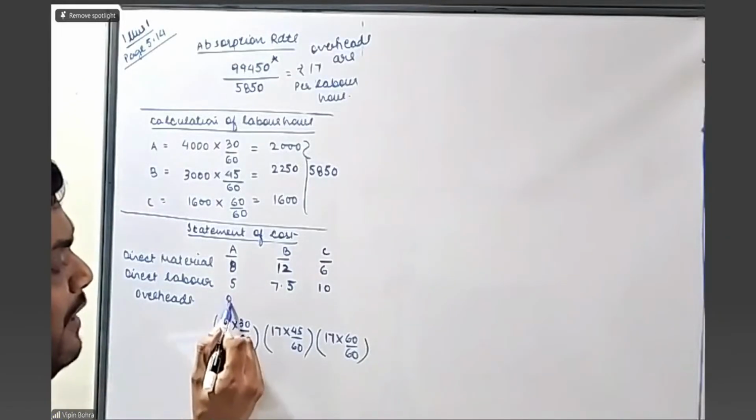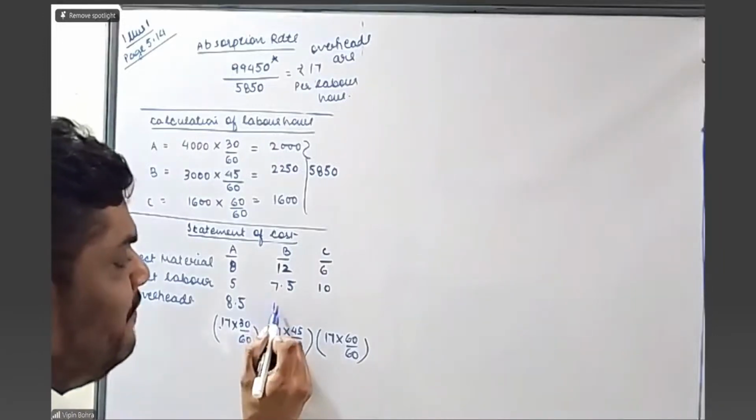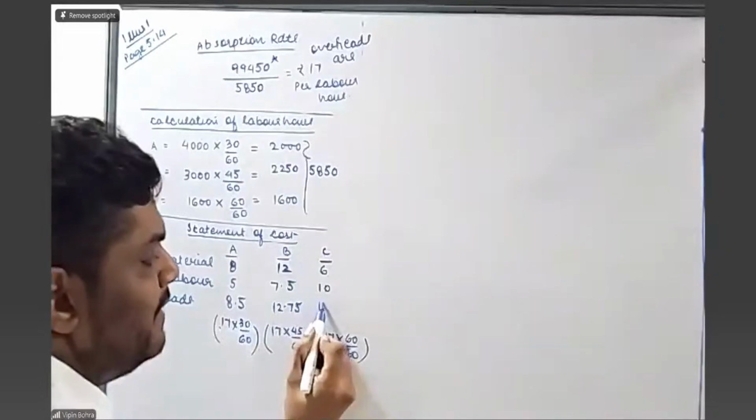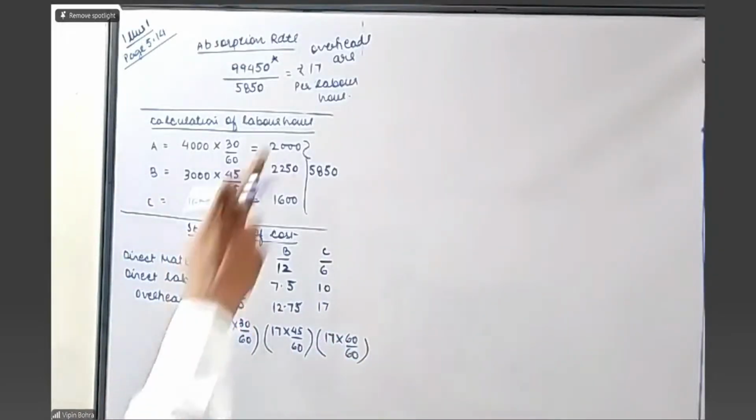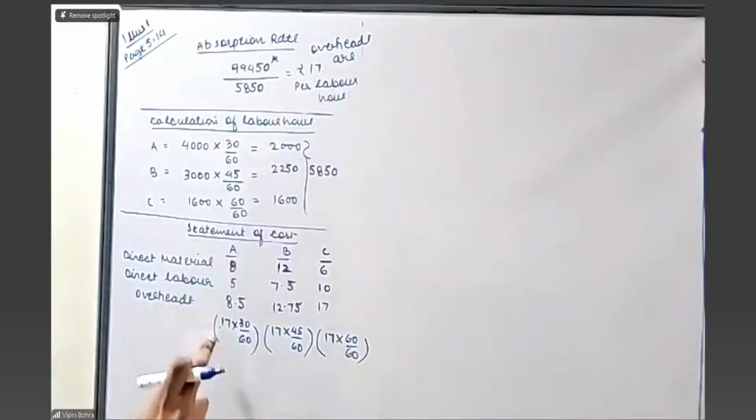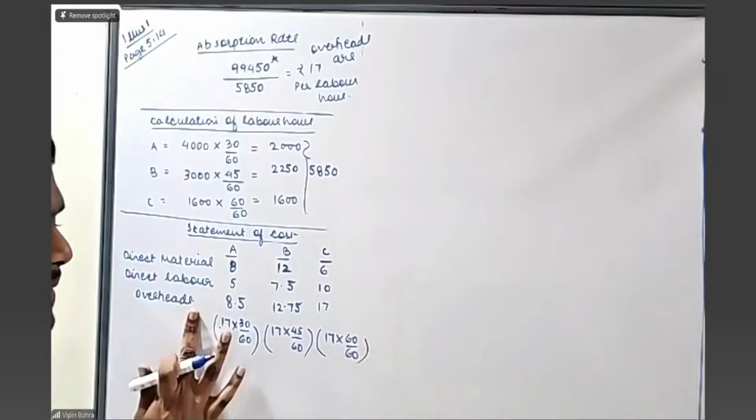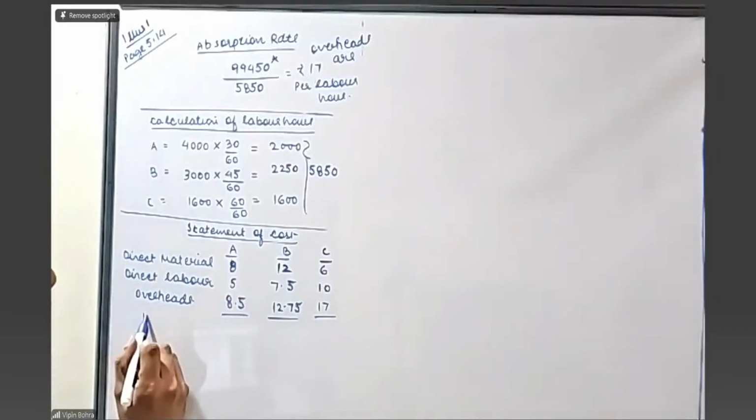That is 8.5, 12.75, and this will be 17. So this is how these overheads are calculated. That is, 17 is my overhead rate. So 17 into 30 divided by 60, 17 into 45 divided by 60, 17 into 60 divided by 60. So this is how we will calculate the unit cost.